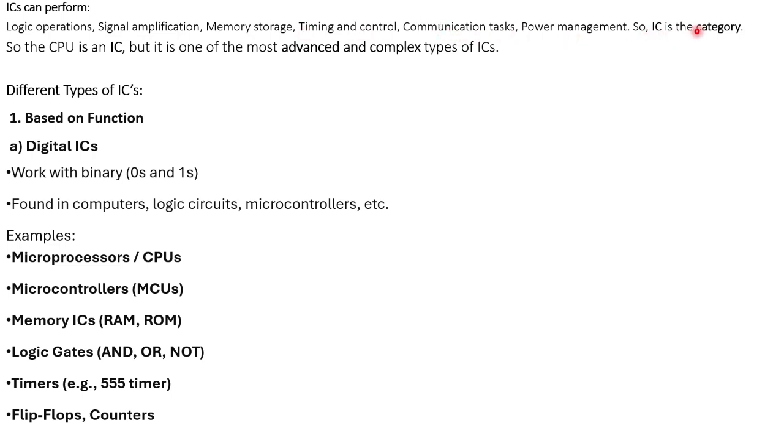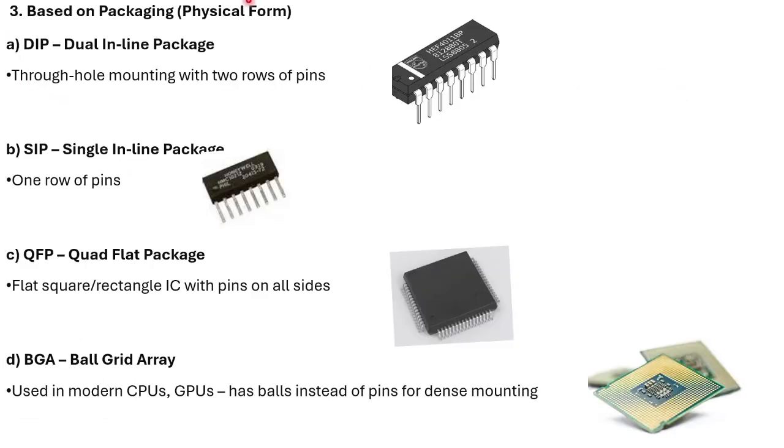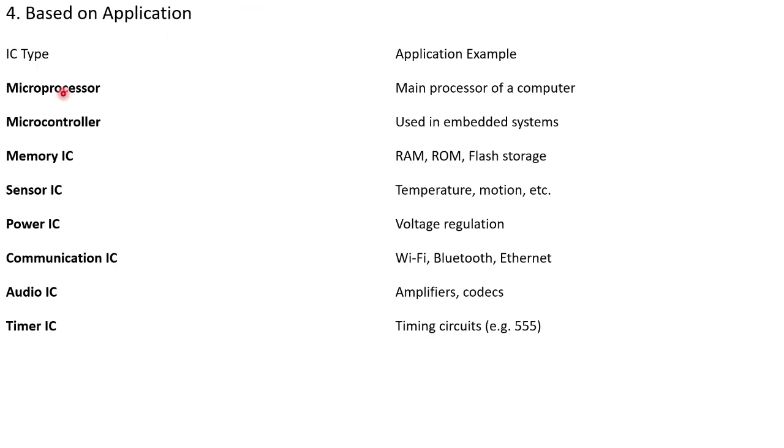So IC is the category, and the CPU is a type within it. The CPU is an integrated circuit, but it is one of the most advanced and complex types of integrated circuits. Hence, there are various types of integrated circuits, and the CPU is one example of them. We categorize integrated circuits based on function, complexity, packaging, and application.